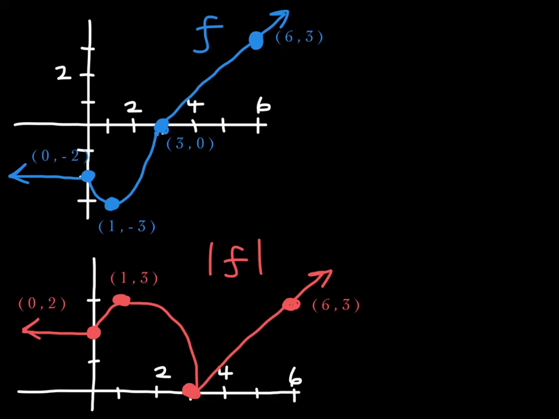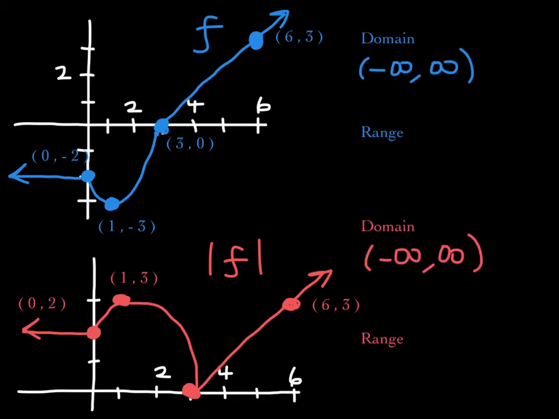Now, let us write the domain and range for each of these functions. The domain for both functions is all real numbers because the graph goes forever to the left and forever to the right. Same thing is true for the absolute value of f of x, forever to the left, forever to the right. So all real numbers there.